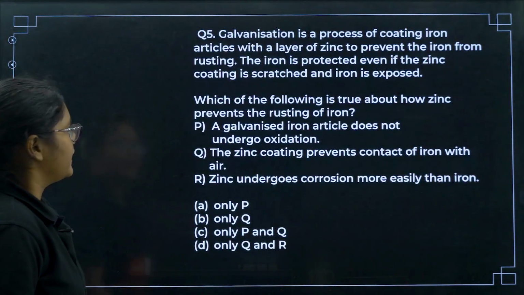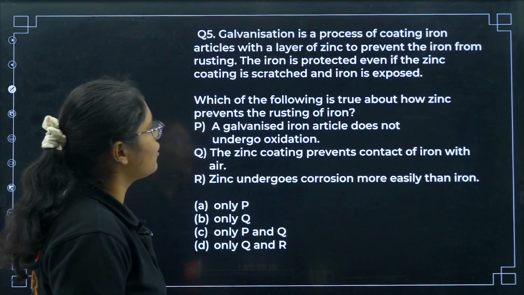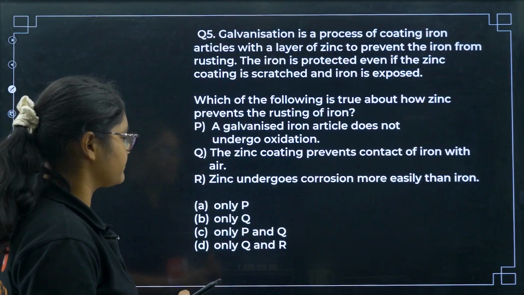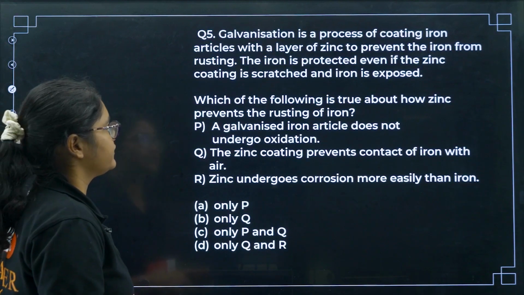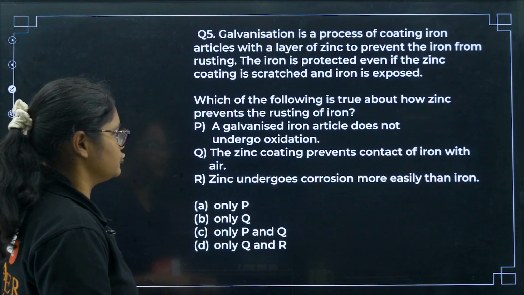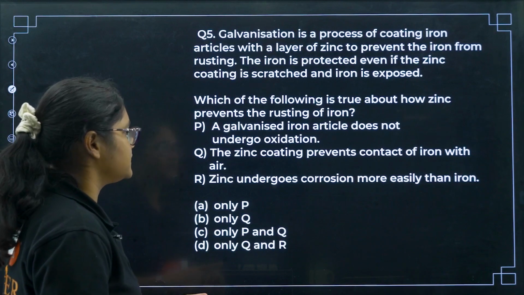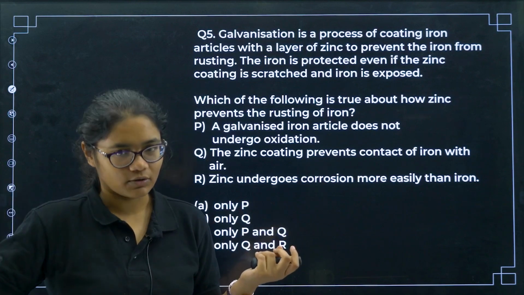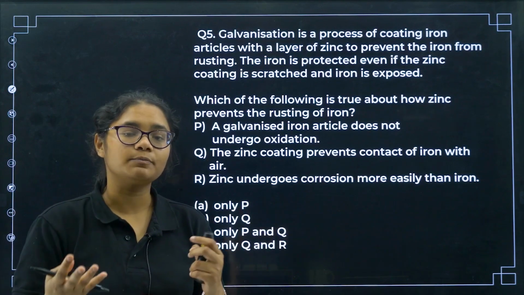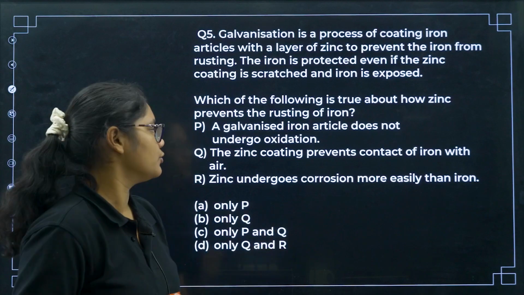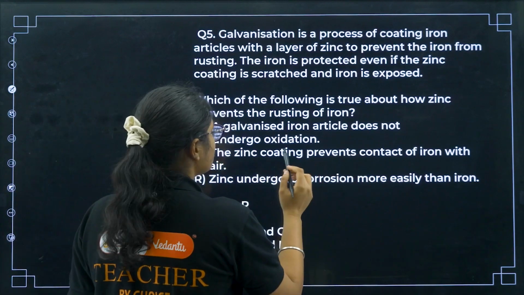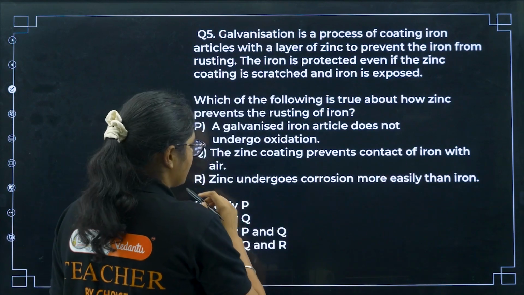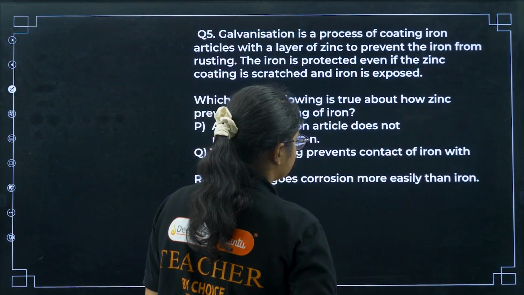Okay. Next, galvanization is a process of coating iron articles with a layer of zinc to prevent the iron from rusting. The iron is protected even if the zinc coating is crushed and iron is exposed. Which of the following is true about how zinc prevents the rusting of iron? So you know, when zinc is exposed to air, it forms zinc oxide, okay, and this zinc oxide also prevents even after the zinc layer is broken out. So a galvanized iron article does not undergo oxidation. The zinc coating prevents the contact of iron with air, and zinc undergoes corrosion more easily than iron.